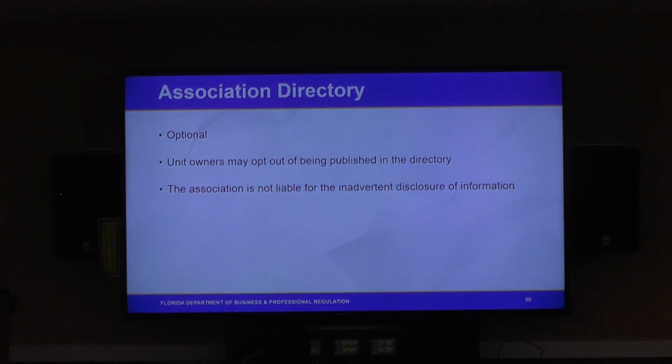Association directory. The association might publish a unit owner directory for the convenience of the members. A directory might include unit owner names, unit addresses, phone numbers, and other contact information. A unit owner might opt out of being published in the directory. Multiple phone numbers may be published, and the unit owner might consent to have other contact information published. The association is not liable for the inadvertent disclosure of information that is protected under this section if the information is included in an official record of the association and is voluntarily provided by an owner and not requested by the association.